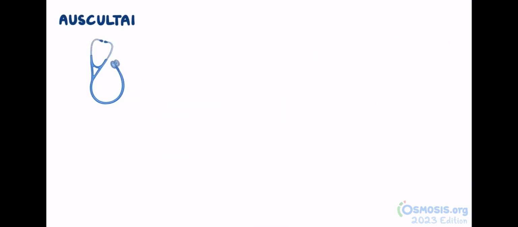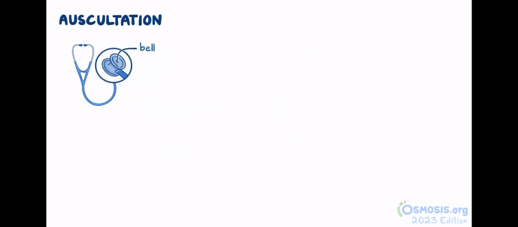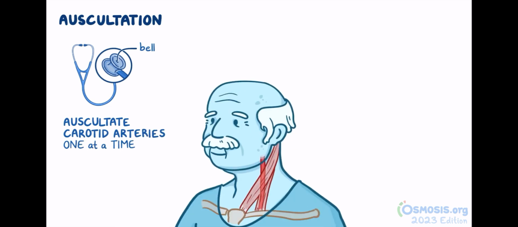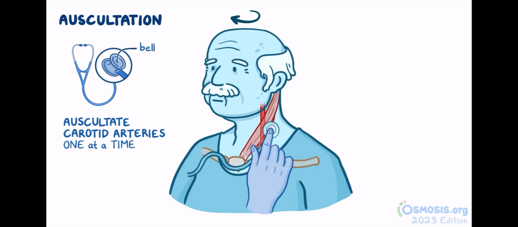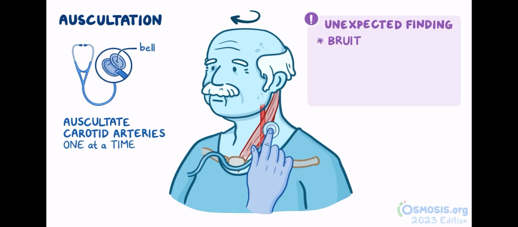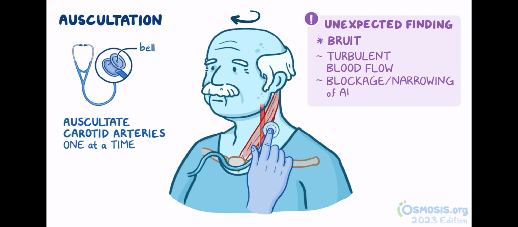Next up is auscultation. Using the bell of the stethoscope, auscultate the carotid arteries one at a time. To do so, instruct your client to turn their head slightly to one side, take a deep breath, and hold it. Then, place the bell of the stethoscope on the carotid artery. An unexpected finding is a bruit or whooshing sound. This represents turbulent blood flow moving through the artery and is an indication of a blockage or narrowing of the artery.